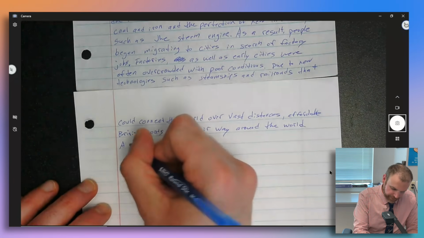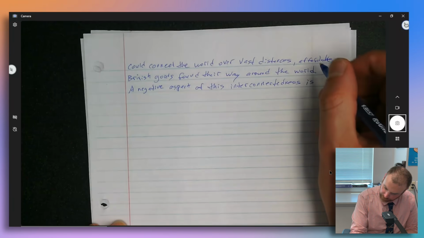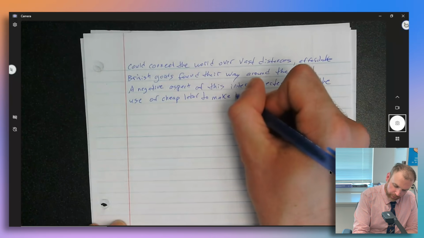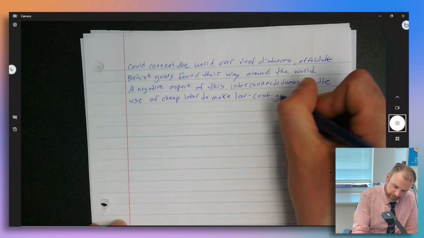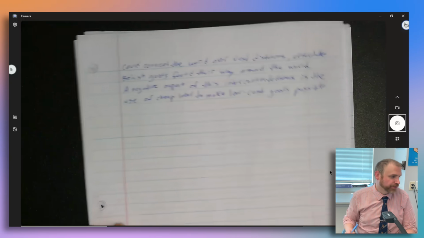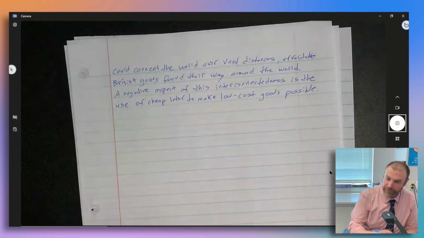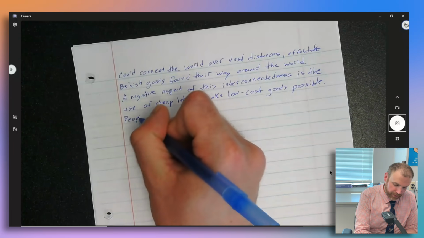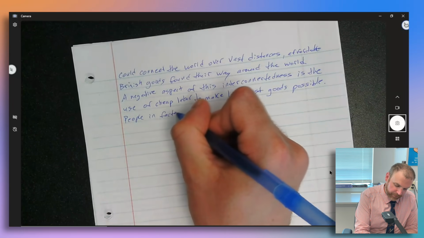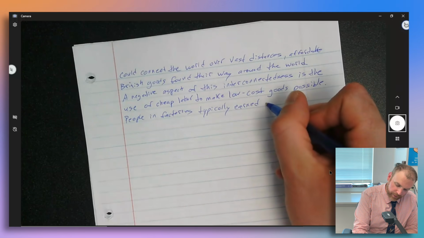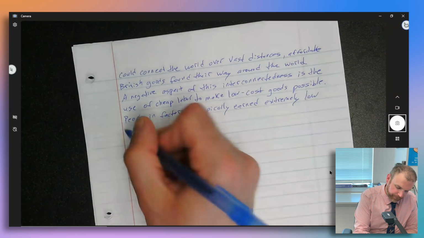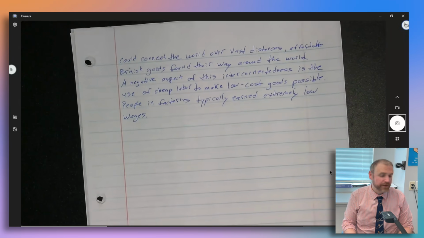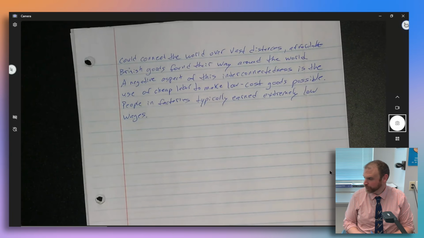All right, so a negative aspect of this interconnectedness is the use of cheap labor to make low-cost goods possible. Okay, goods is just a fancy way of saying stuff. I'll say people in factories typically earned extremely low wages. I used past tense because in certain countries, right, with the ability to have labor unions fighting for better conditions, sometimes factory jobs actually, you can make a lot of money, okay?